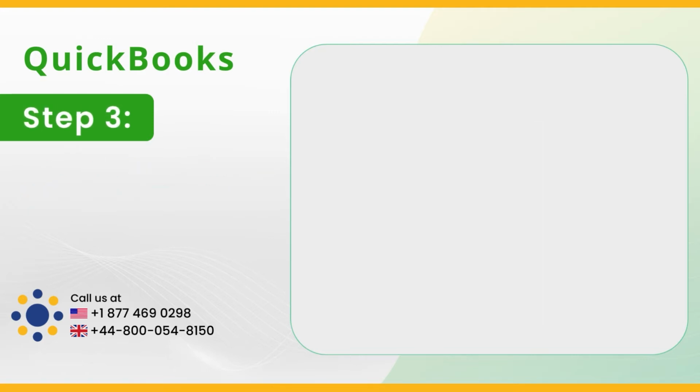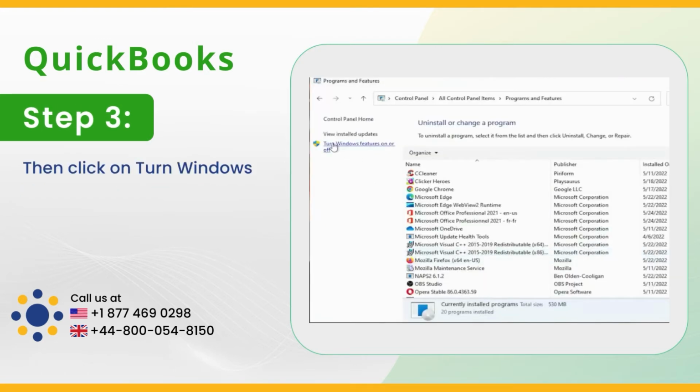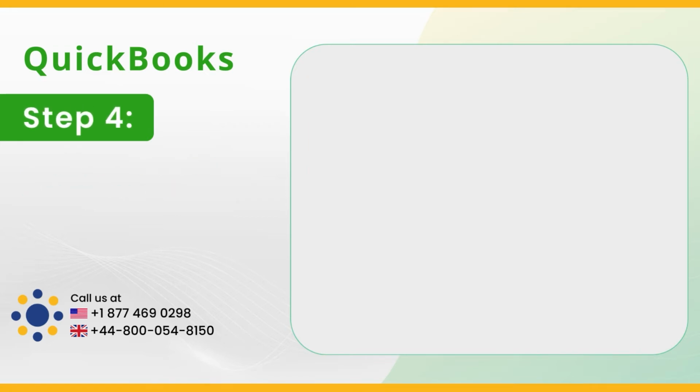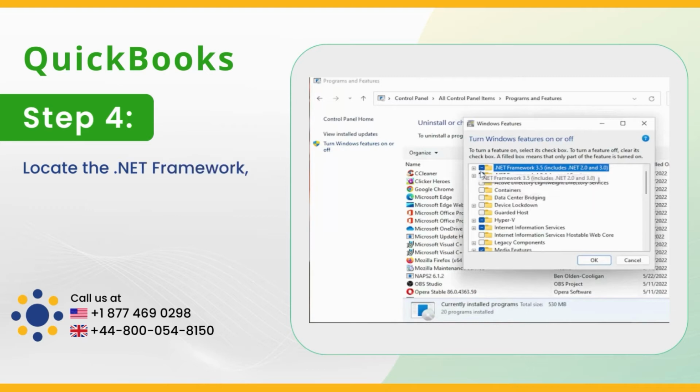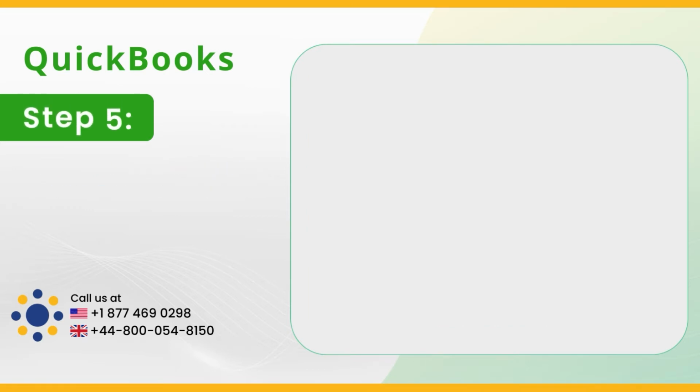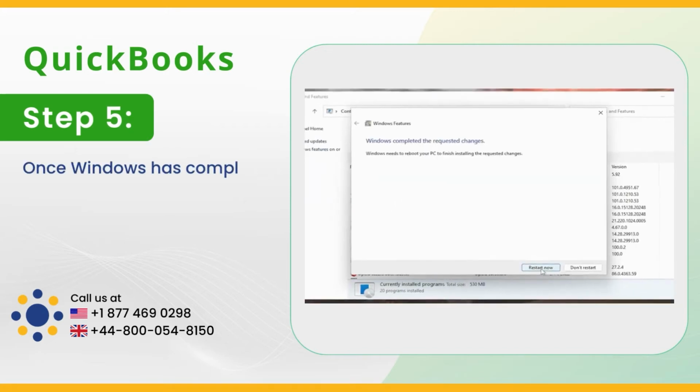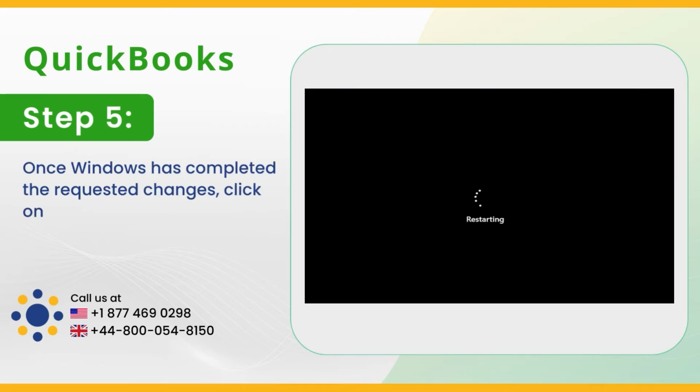Step 3. Then click on Turn Windows Features on or off. Step 4. Locate the .NET Framework, uncheck them, and press OK. Step 5. Once Windows has completed the requested changes, click on Restart Now.